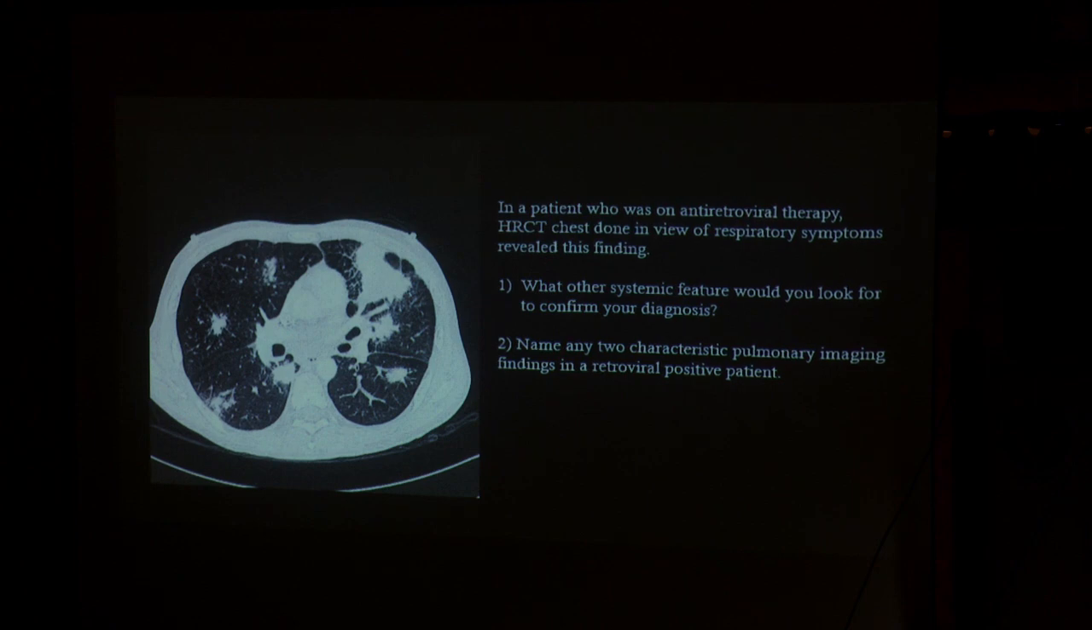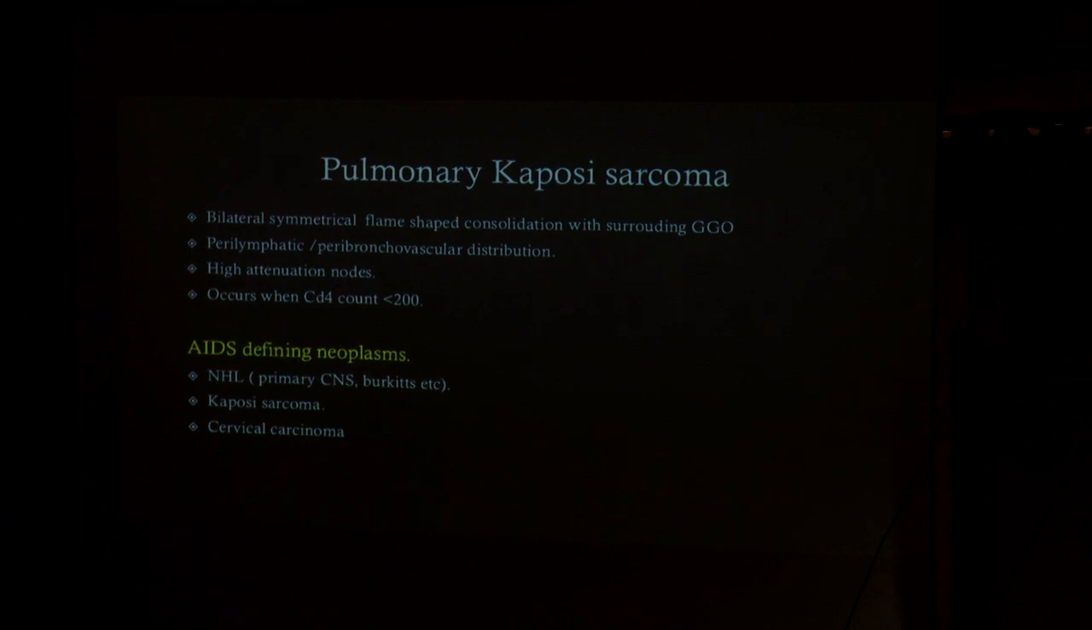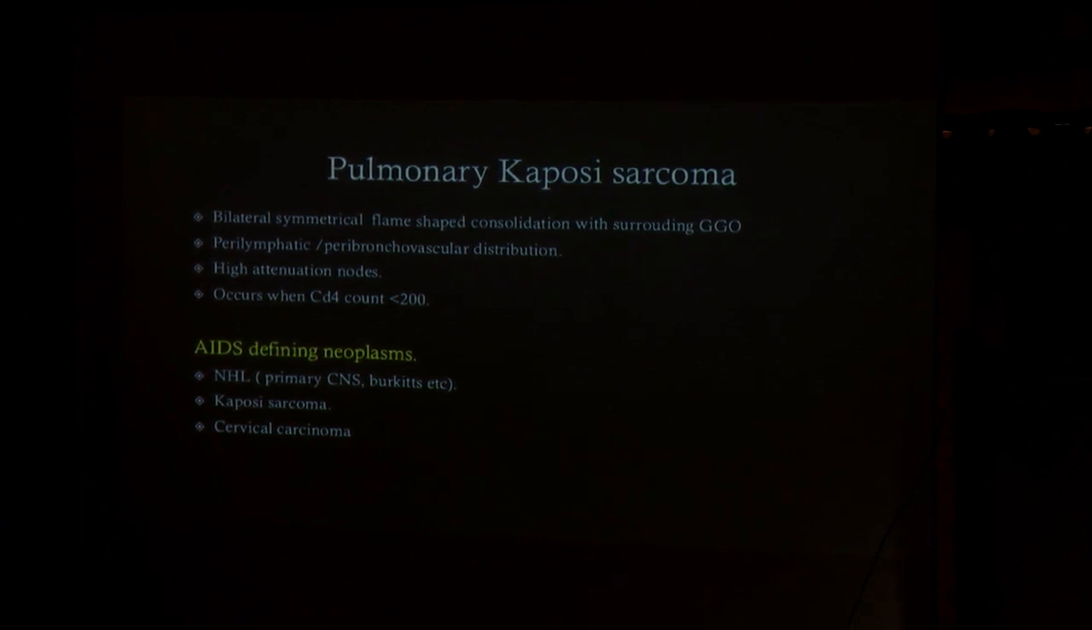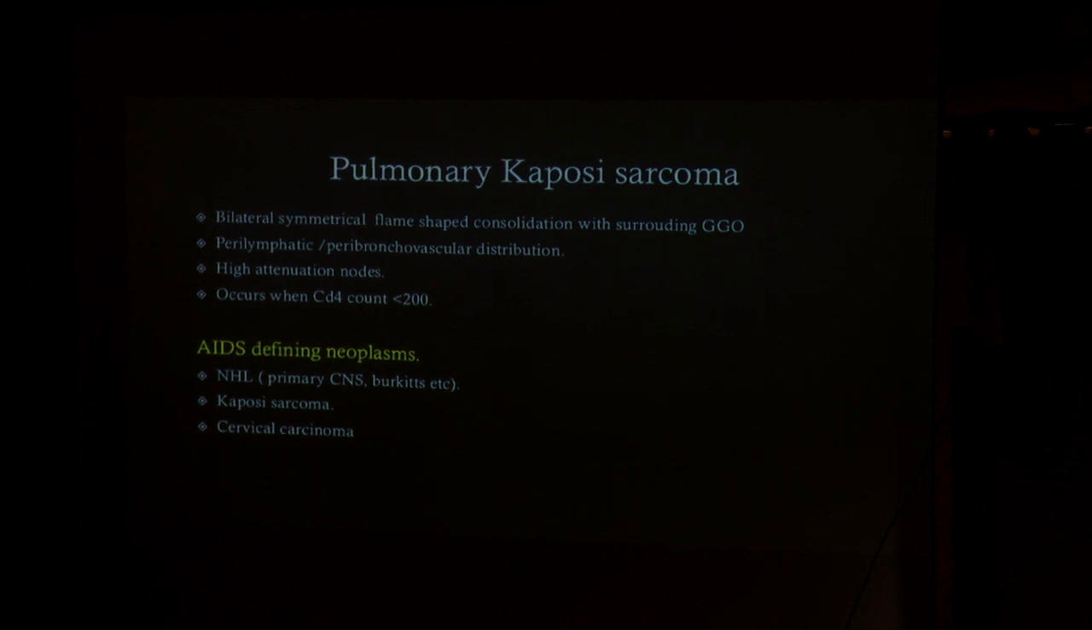So we see flame-shaped consolidations which are bilaterally symmetrical. Diagnosis, anybody? So it is a case of Kaposi's sarcoma. Kaposi's sarcoma is one of the AIDS-defining illnesses. In Kaposi's sarcoma, the patients usually have bilateral symmetrical flame-shaped consolidations with surrounding ground glass opacities.